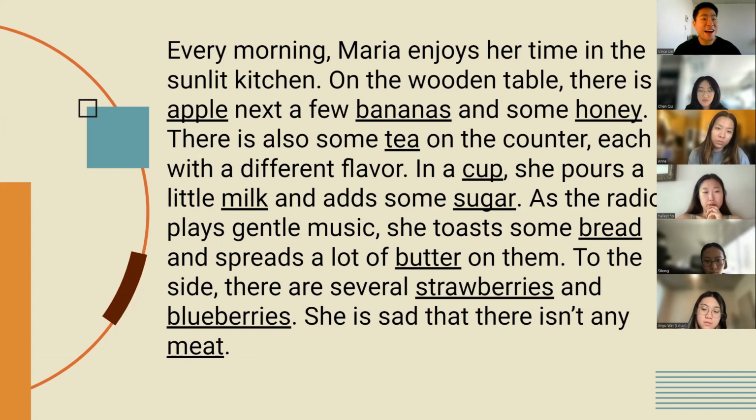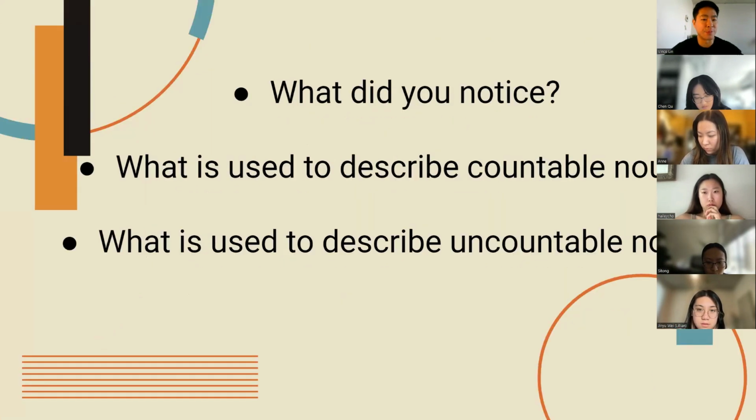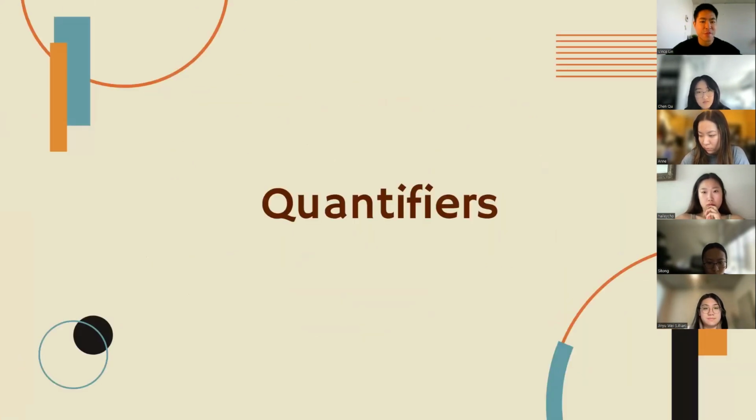A few. Yeah, right? A few. Okay. So what about milk? A little. A little, right? Yeah, good job. So actually, we do have a word for this kind of words that come before countable and uncountable nouns, which we will move to in the next section: quantifiers.